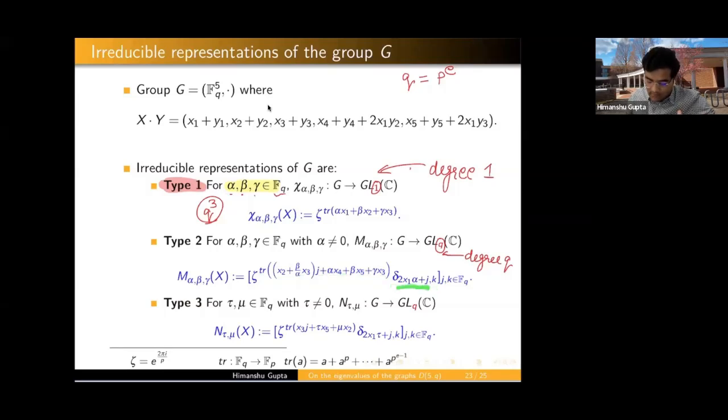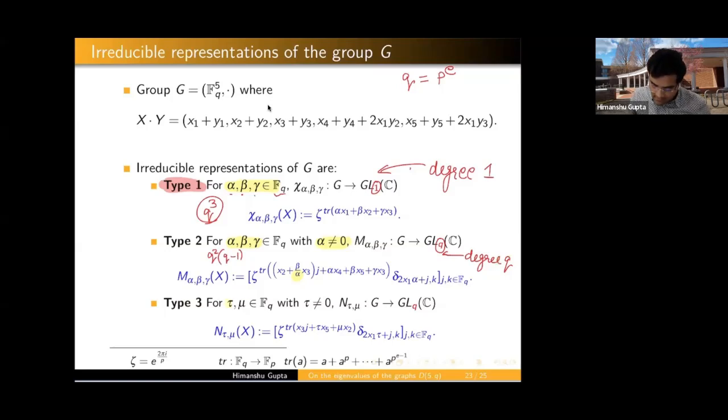If 2 x1 alpha plus j is equal to k, then we have this entry, otherwise we have 0. So it's kind of a permutation matrix. Each row and each column has exactly one non-zero entry, and that non-zero entry is given by this complex number. How many do we have? Alpha, beta, gamma, where I want alpha to be non-zero because I'm dividing by alpha. So the number of this type is q squared times q minus 1, and they are of degree q.